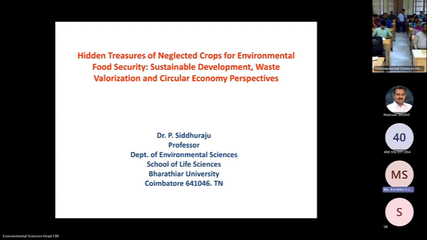Then waste valorization is not new, but the terminology seems to be new. Value-added product, waste. Here, we are giving importance only to the main commodity. We didn't bother about the waste. But now, we have to consider waste also. We have to generate wealth from the waste. That's the waste valorization. We have to make it more comfortable.